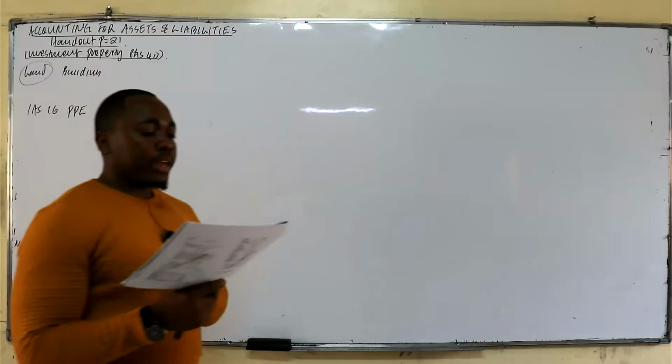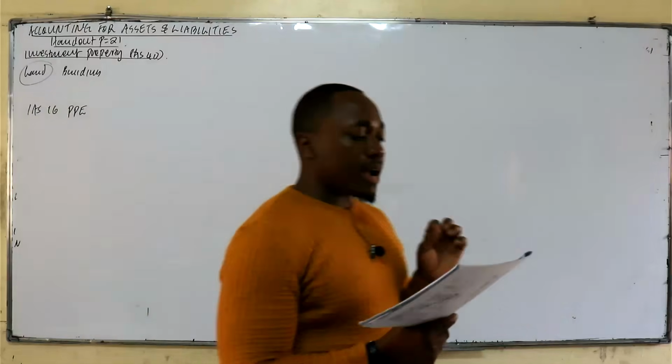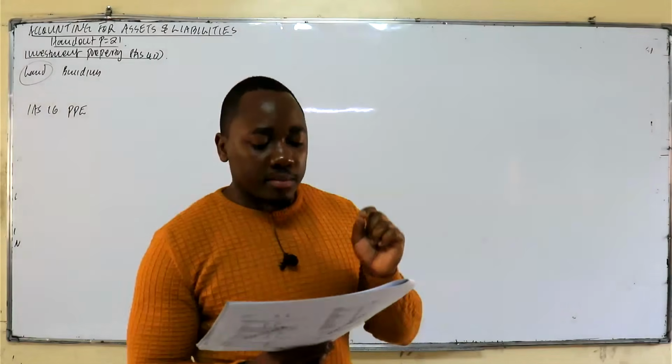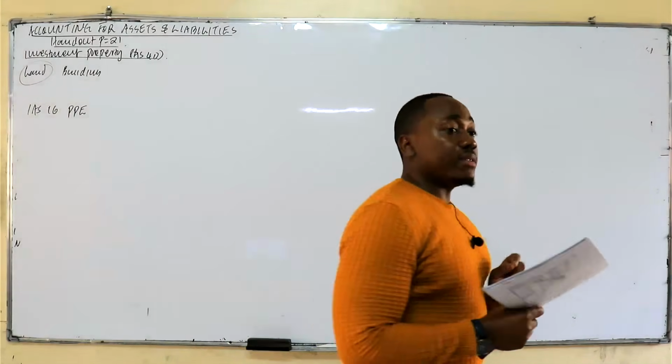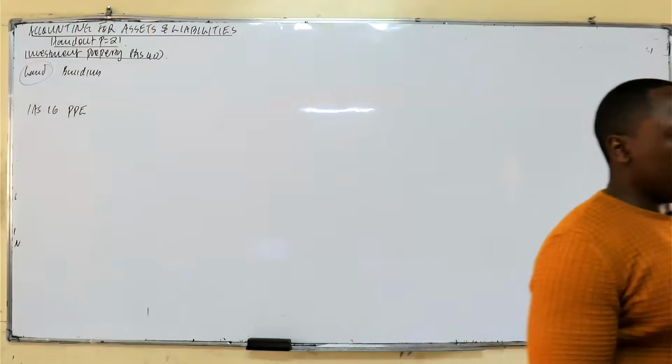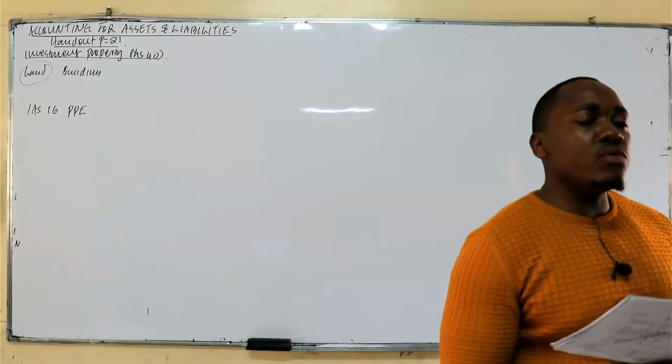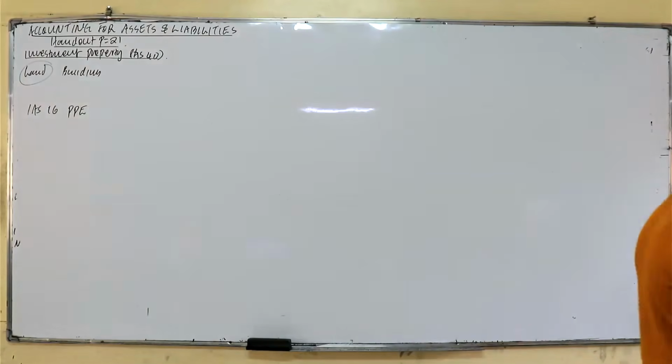One, land held for long-term capital appreciation rather than short-term sale in the ordinary course of the business. Number two, land held for predetermined future use. C, a building owned by the entity or held under a finance lease by the entity and leased out. Also a building which is vacant but is held to be leased out under one or more operating leases. Also property that is being constructed for future use as an investment property.